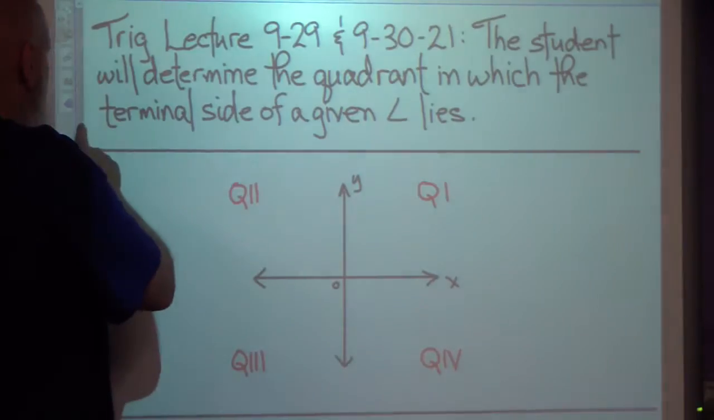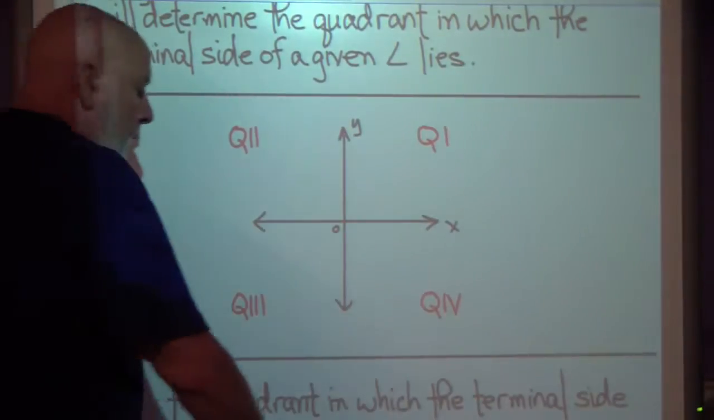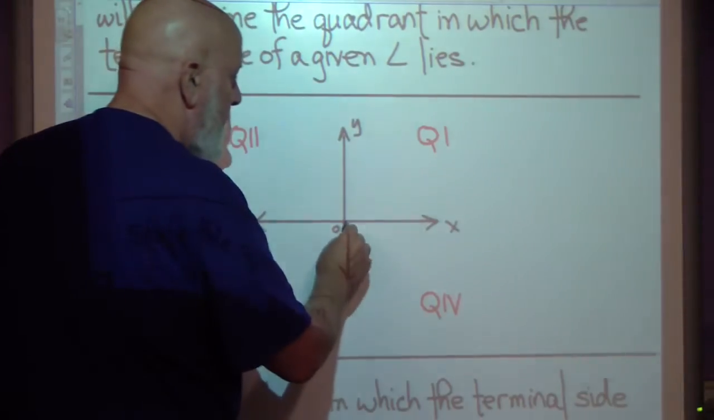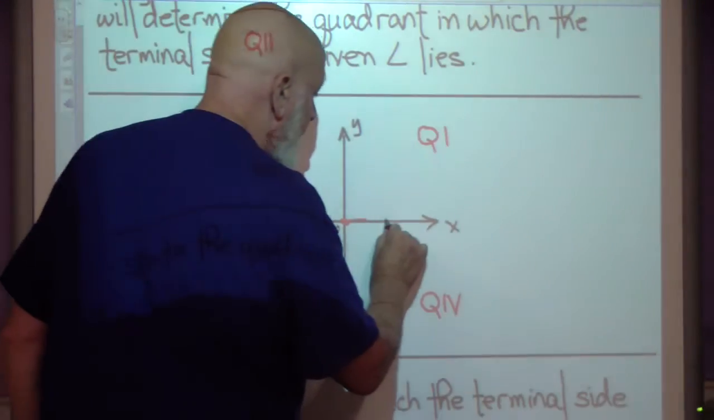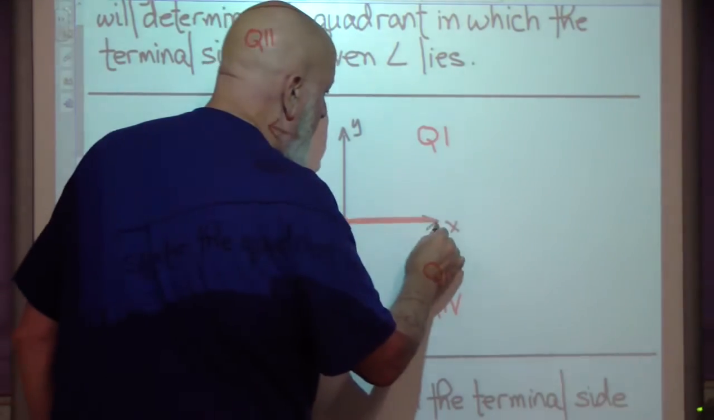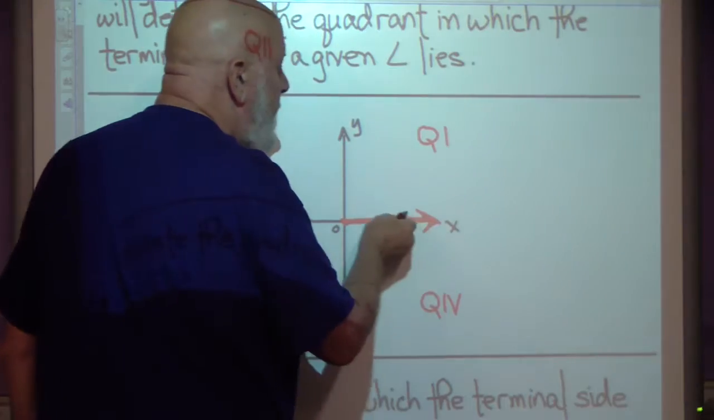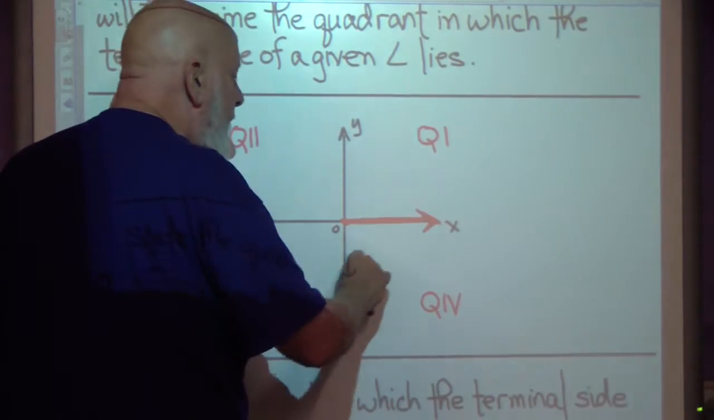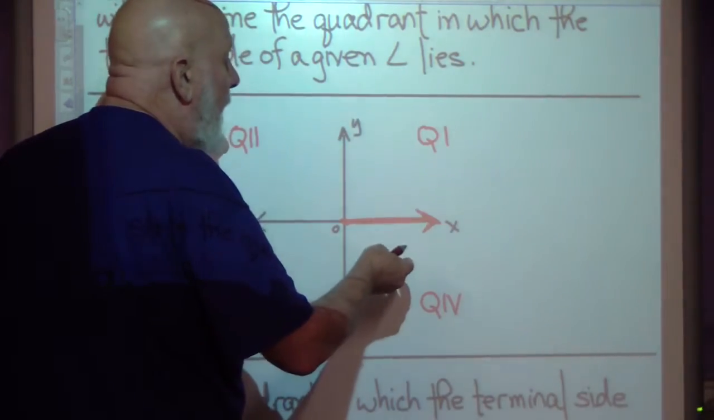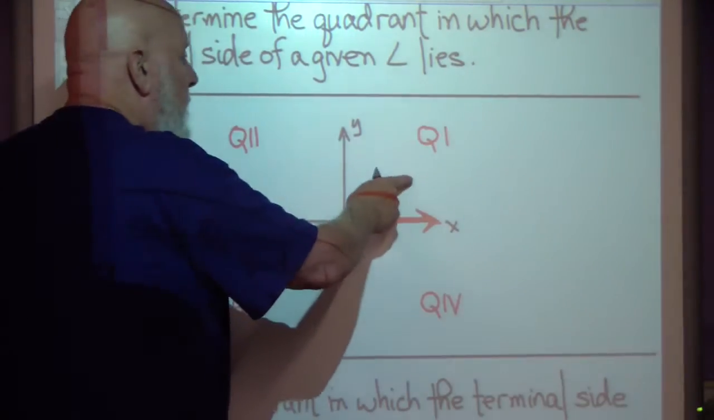And in standard position, the initial side of our angle will be the positive x-axis. And then we'll rotate in either a positive direction or a negative direction, and then we will stop and determine which quadrant we're in.